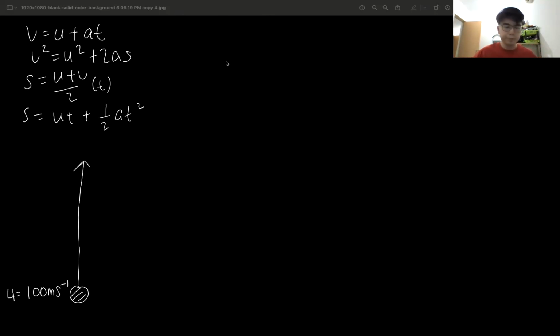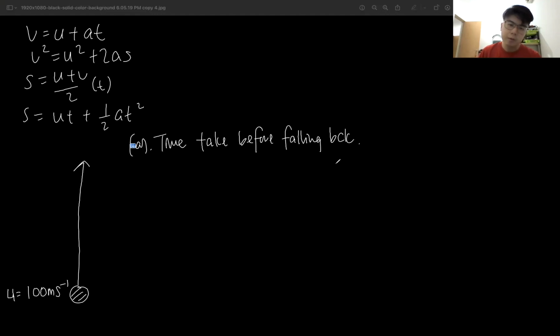Okay, good. Now, I throw it with an initial velocity of 100, and then I want to find the time when it reached the maximum height. Time taken before falling back. How do I find the time taken before falling back down?